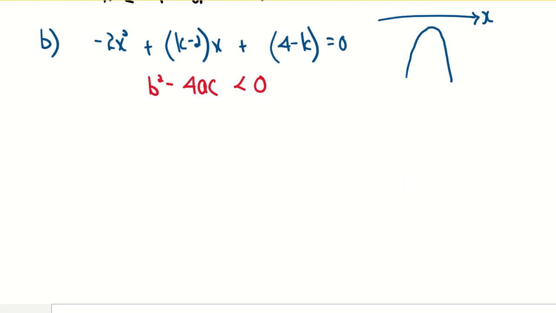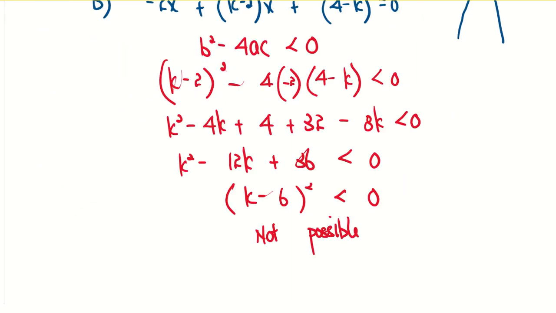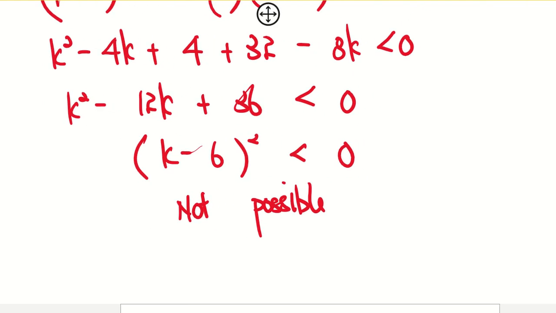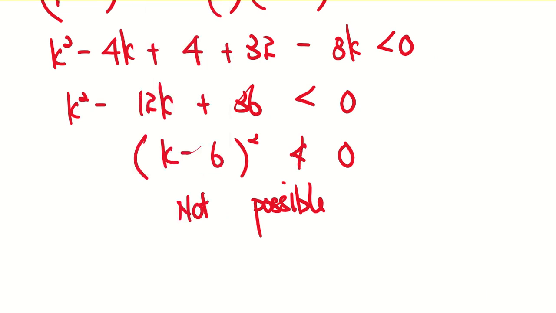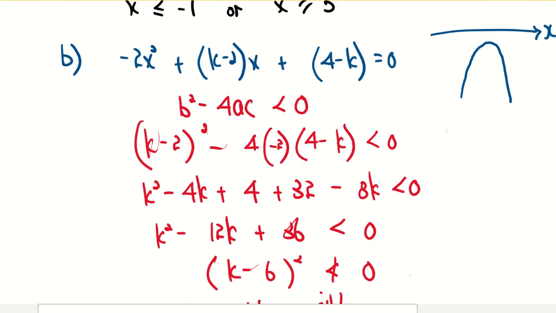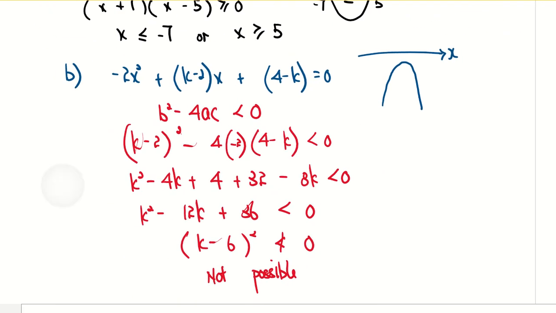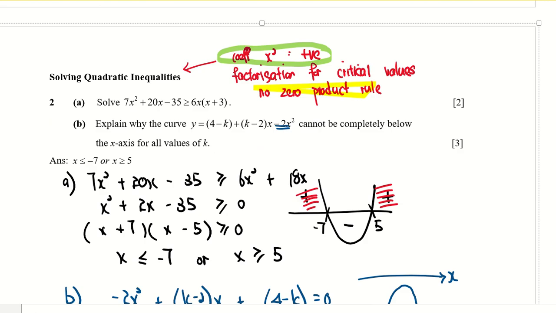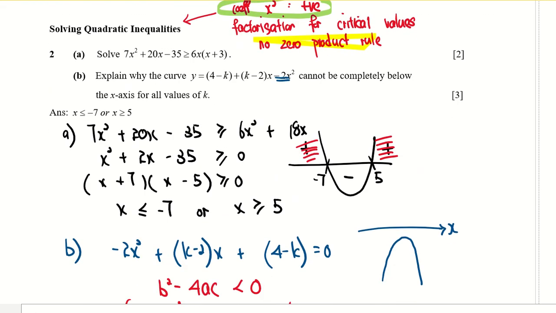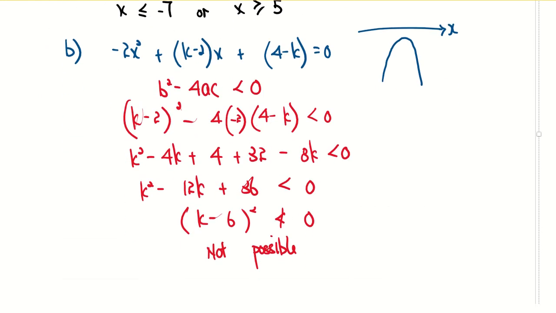Let's go about solving it. After I factorize, it seems that (k minus 6) squared will never be less than 0, as the minimum value will be 0 and it will always be positive. So this is not possible. Since it's not possible, this also means that the condition for b squared minus 4ac less than 0 is not possible. This means that the curve cannot be completely below the x-axis.